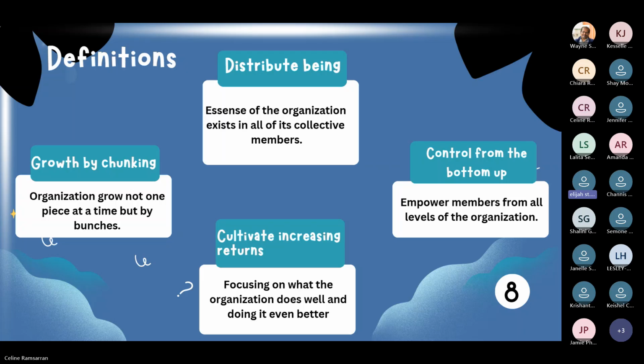Grow by chunking. This states that the organization does not grow by just one piece alone or by one individual or one group. It grows as a collective, or big pieces of the organization should grow together. So, in that retrospect, it allows the organization to progress further. Next slide.